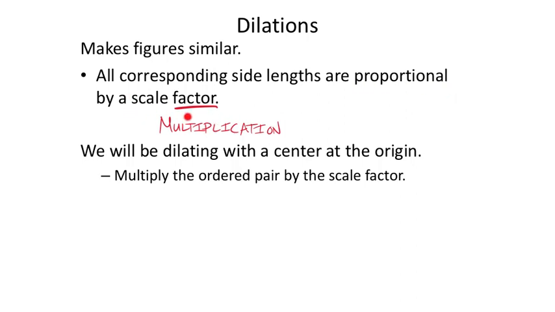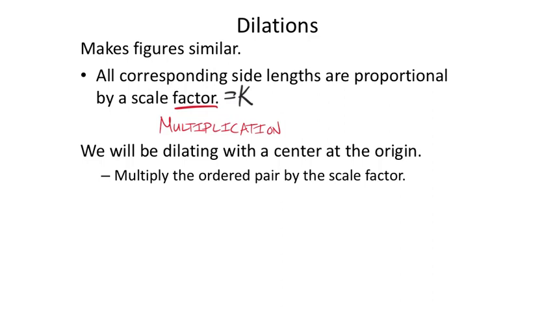What we are worried about is the scale factor, which not only applies to side lengths of shapes, but also, like we will see, to ordered pairs in the shape as well. So we'll be dilating with the center at the origin. All it says right here at the bottom, that's all we're going to do, is multiply the ordered pair by a scale factor. Okay, so scale factors are usually represented by the letter K, and I don't know why that is, even though I'm a math nerd, but I also don't care.